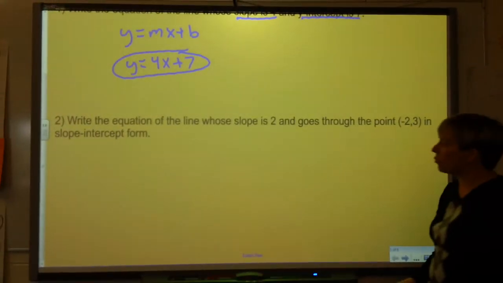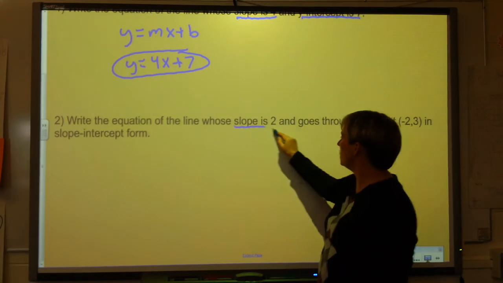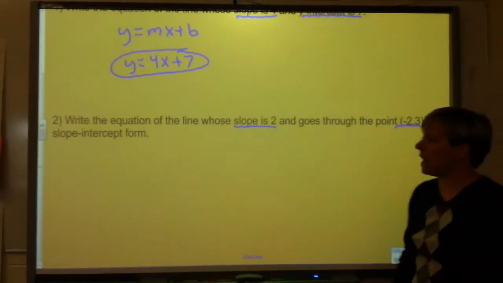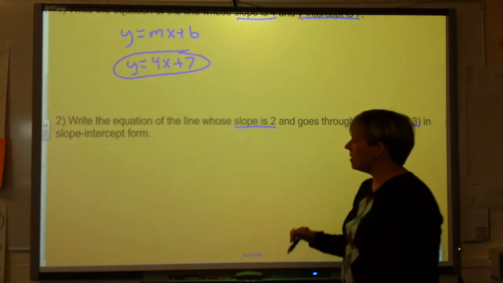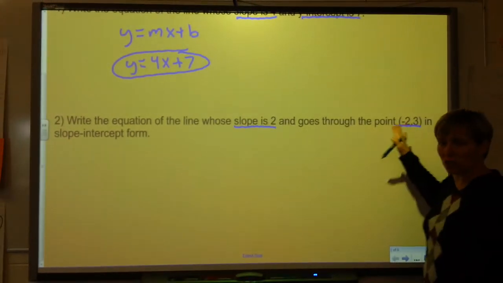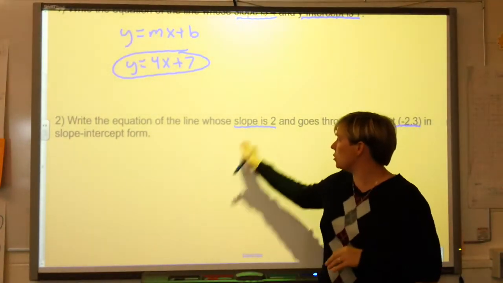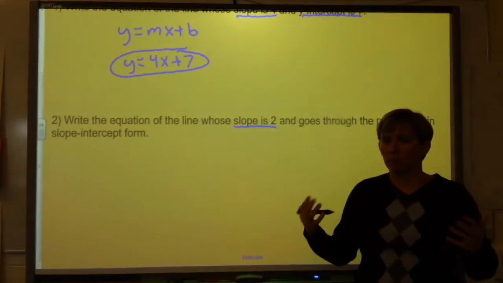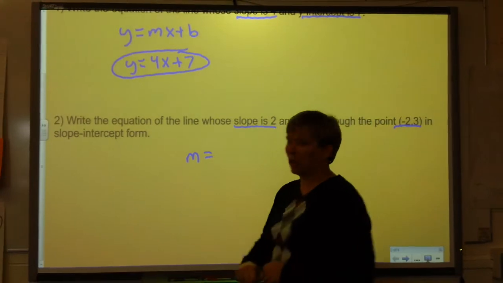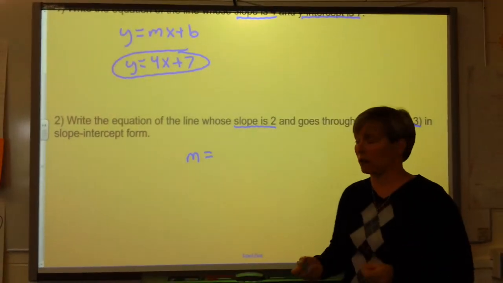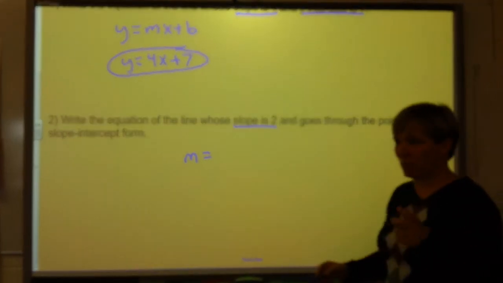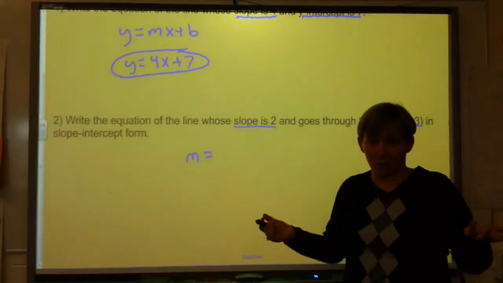Second one says, write an equation of the line whose slope is 2 and goes through the point -2, 3, and I'm going to write it in slope-intercept form, but I'm not going to start with slope-intercept form. I don't have my y-intercept, I just have another point on my line, but I do have my slope. So let's figure out how those two relate. We know our slope is equal to change in y over change in x. Well, I have one y coordinate and one x coordinate. I want to keep my other one unknown because I don't know it.